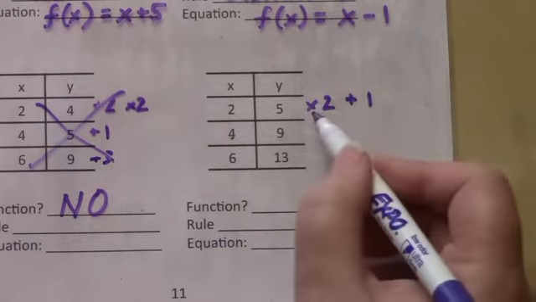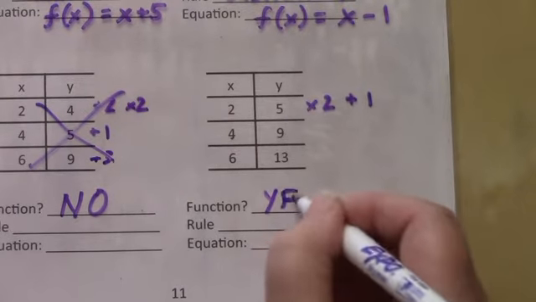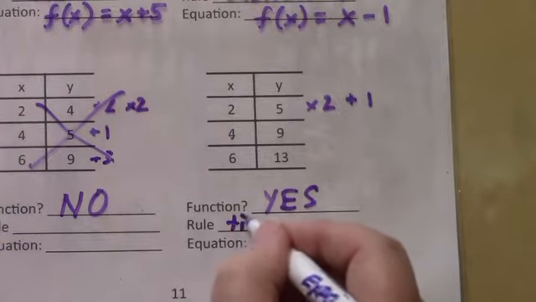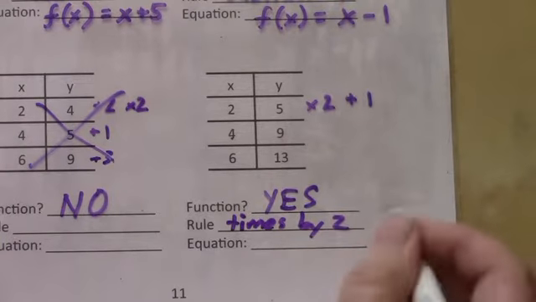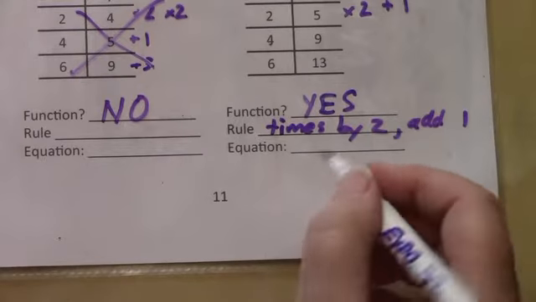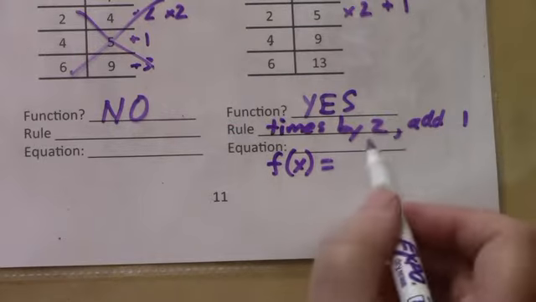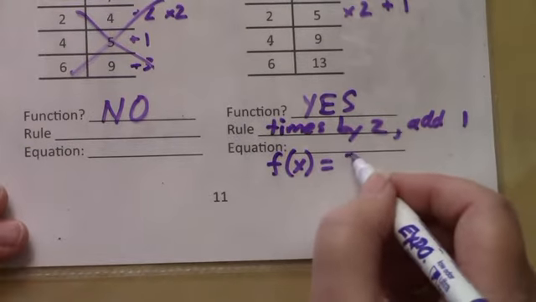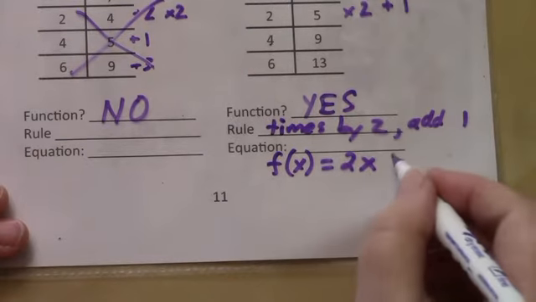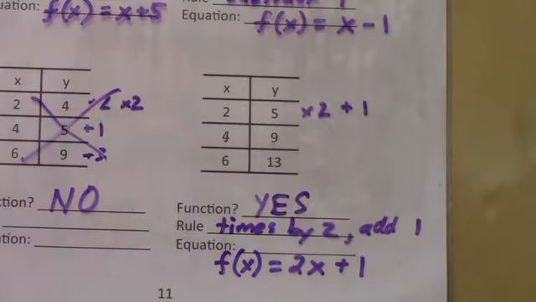So what my function is, I am multiplying the input by 2 and then adding 1. So is it a function? Yes. What's my rule? I'm going to times by 2 and then add 1. So how's that going to look? f of x equals, how do I multiply something by 2 when it's an unknown? I would write 2x. My unknown times 2, and I'm taking whatever that answer is and adding 1. So that's what my function would look like in this particular table.